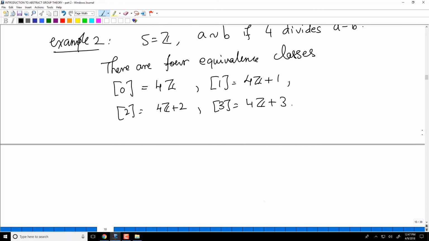So Z is the disjoint union of 4Z, 4Z plus 1, 4Z plus 2, and 4Z plus 3, with the symbol for disjoint union between them. It's clear that any integer is in one of them, because all you need to do is divide by 4 and see what the remainder is. If the remainder is 0, it's here. If the remainder is 1, it's here. If the remainder is 2, it's here. If the remainder is 3, it's here. And they certainly have nothing in common. 4Z plus 1 and 4Z plus 2 cannot have any element in common.